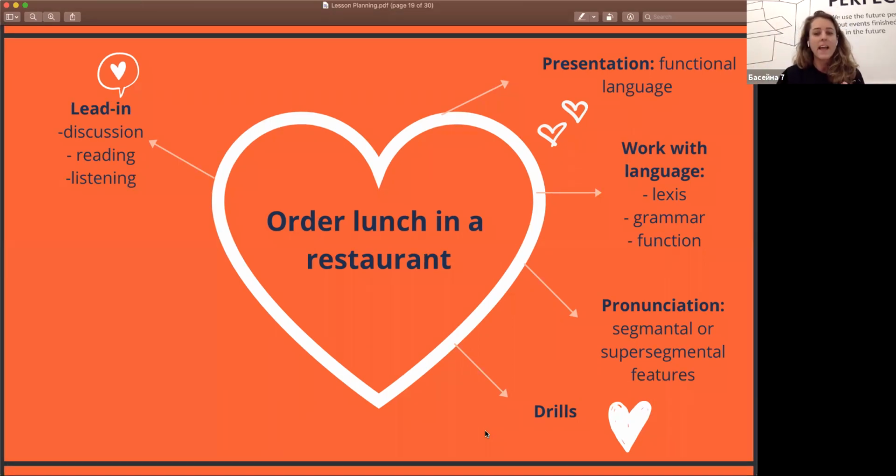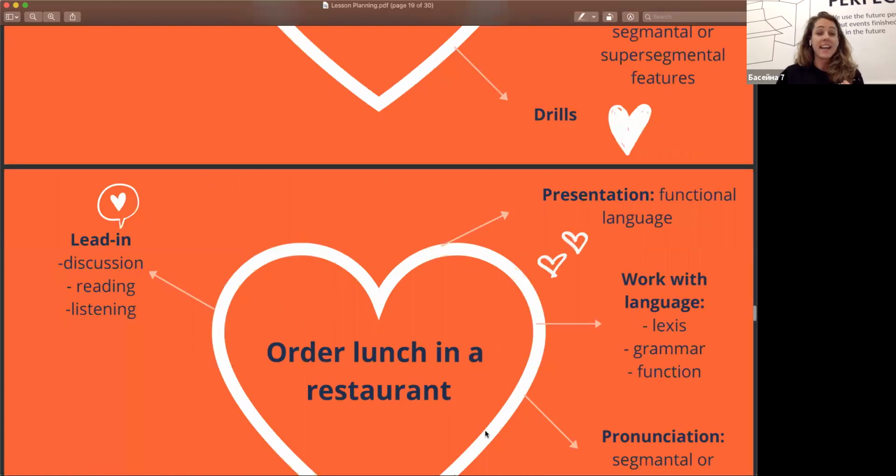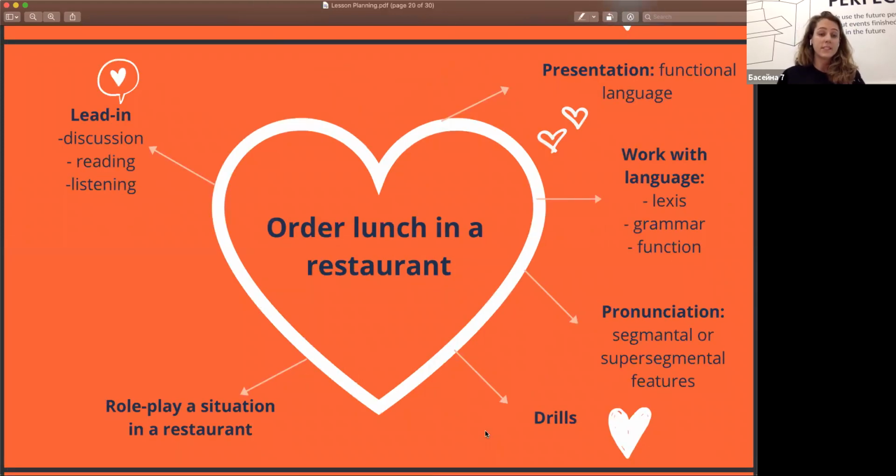And then the last part, they role play this situation in a restaurant where they are using all this knowledge that they have, like all this information that you have covered with them. Functional language, pronunciation, work with language, they have seen the model or they have read about it. So that is one of the examples. When I have the functional language, how I can work with it and how I can build my work around it.